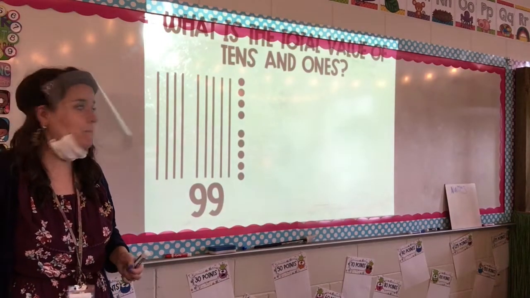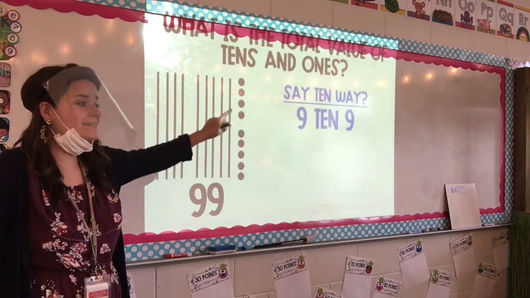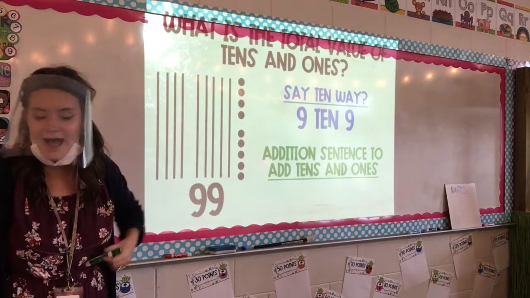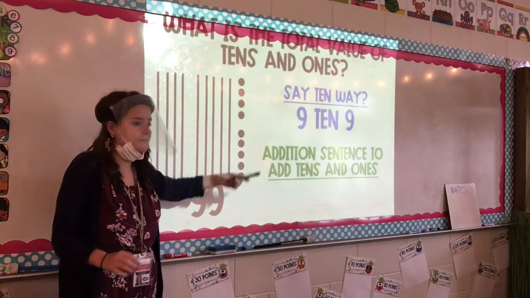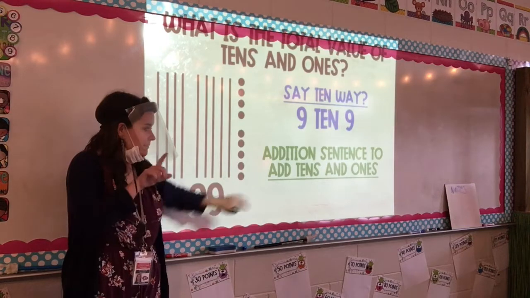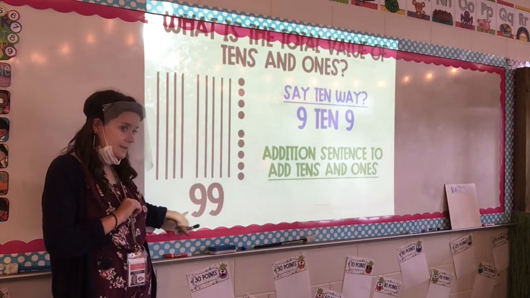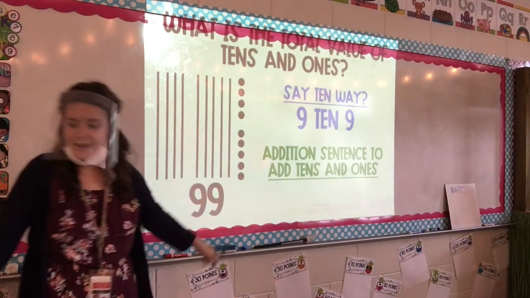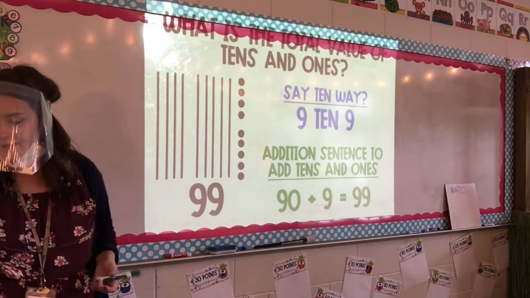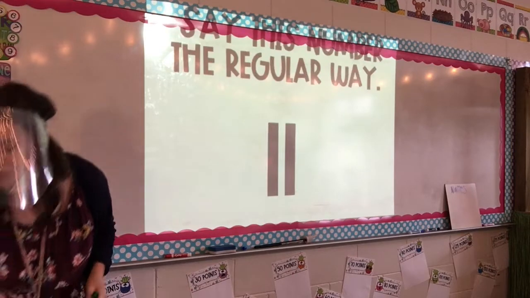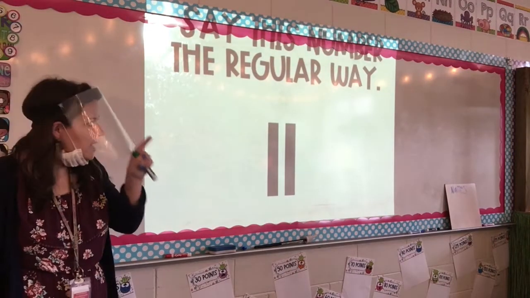Good job. One more time. 9, 10, 9. Good job. What would the addition sentence look like, Micah? 99. Hold on. Let Micah do it. 90 plus 9 is 99. Good job. Let's try doing our say 10 way one more time.